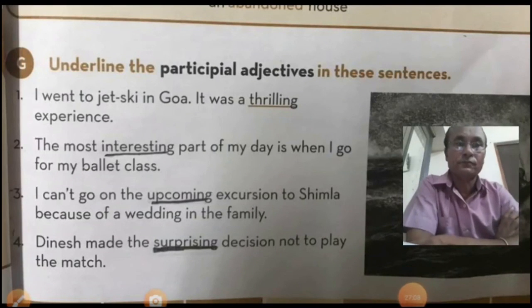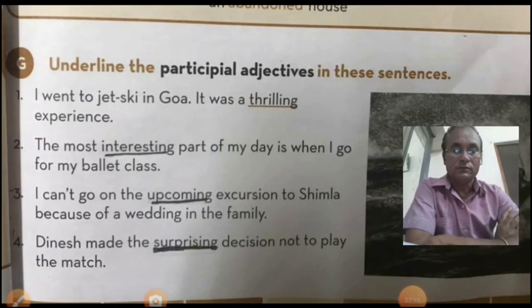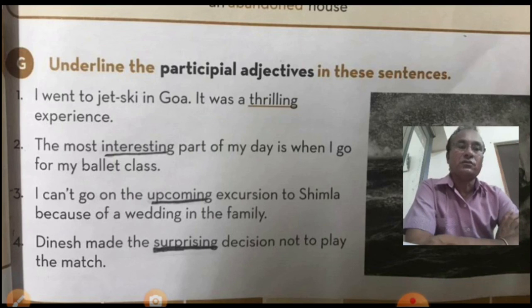Now, last exercise of the chapter. Underline the participle adjectives in these sentences. We are going to use here two participles, present participle and past participle. Present participle and past participle are used as an adjective.